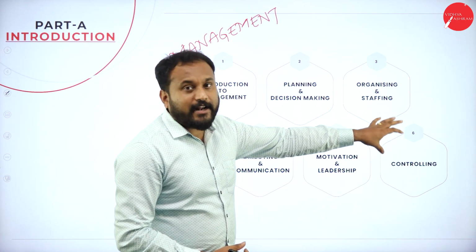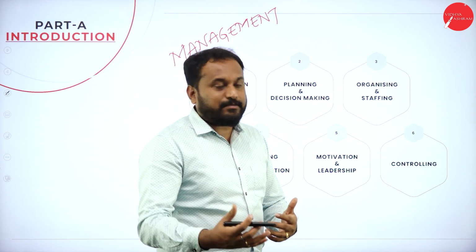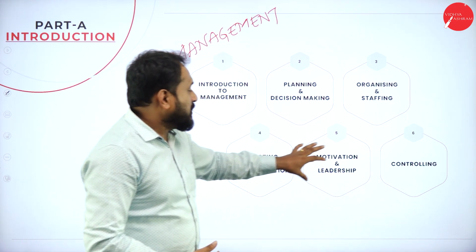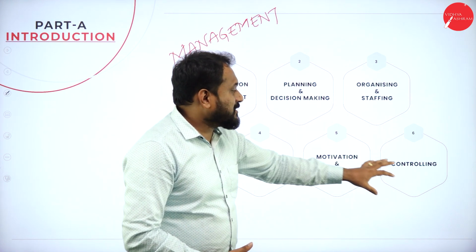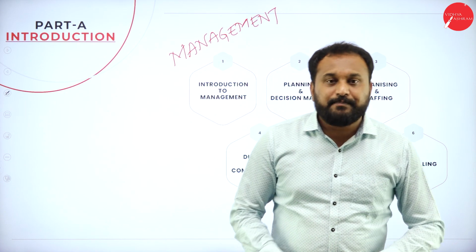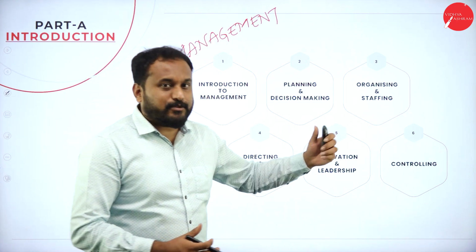Then go with organizing and staffing. Staffing is all about the selection process which you are supposed to write. Then we have directing and communication, motivation and leadership, and the last one is controlling. So totally how many chapters are there? 6 chapters we have. Majorly it is all about the functions of management. That is what we are supposed to go through.